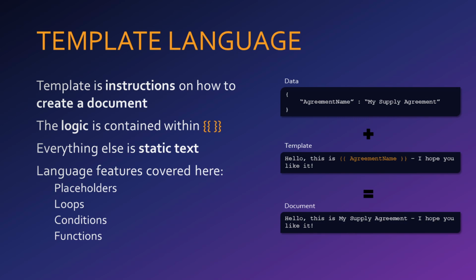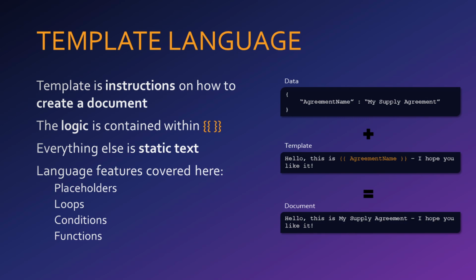On the right-hand side of the slide, you'll see the three items which illustrate how the template works. The first is the JSON data, which is the source for the template. You should now recognize that this is a JSON object with a single property called agreement name with the value, my supply agreement. The template uses this data in a placeholder with some static text. And finally, the resulting document, which combines the template with the data. When the data changes, then the resulting document also changes.